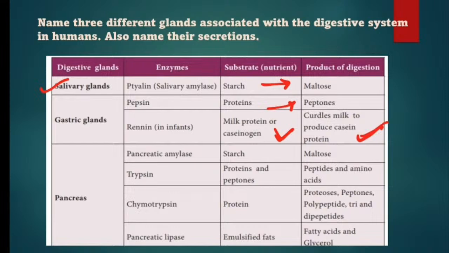The pancreas secretes pancreatic amylase, which again converts starch to maltose. Trypsin converts proteins and peptones to peptides and amino acids. And pancreatic lipase converts the emulsified fats to fatty acids and glycerol.